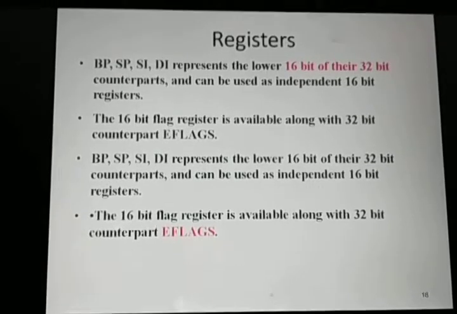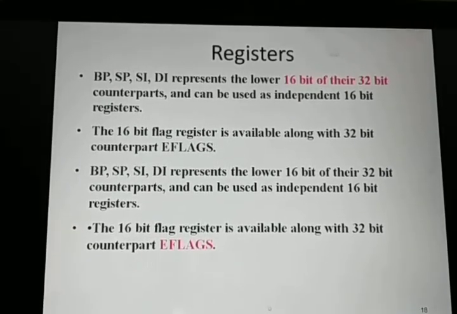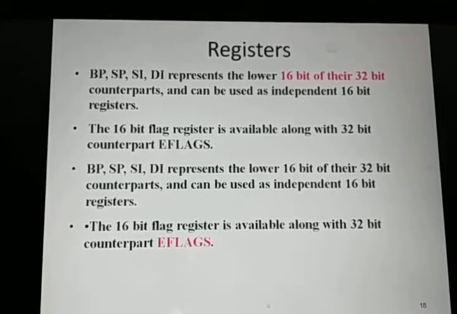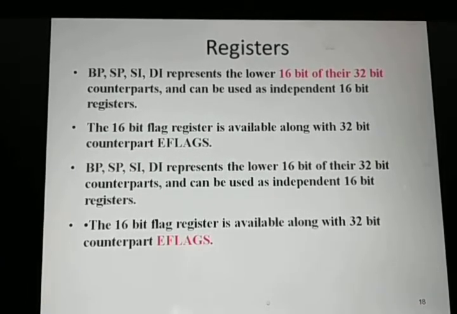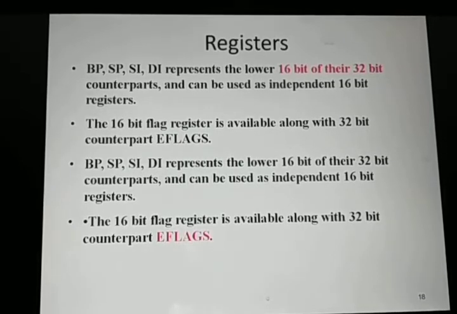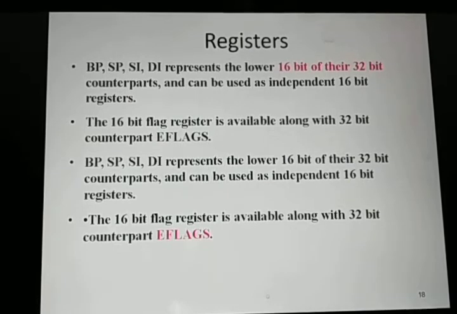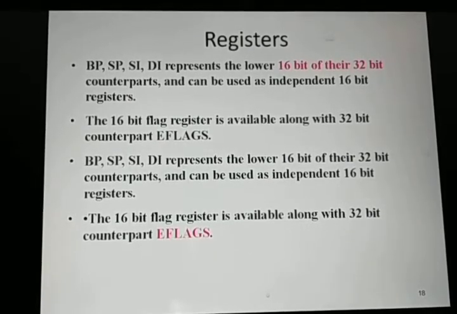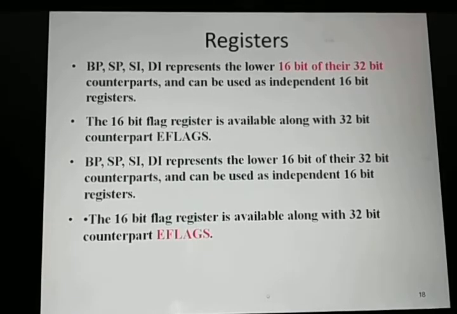Then BP, SP, SI and DI represent the lower 16 bits of their 32-bit counterparts and can be used as independent 16-bit registers. Means if you are talking about the extended version of these registers, you will write EBP, ESP, ESI or EDI. If you want to use them as independent 16-bit registers, in that case you will write BP, SP, SI or DI, meaning base pointer, stack pointer, source index and destination index register.